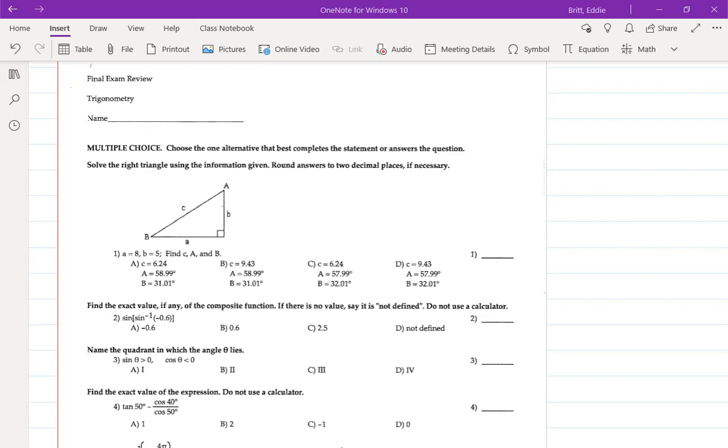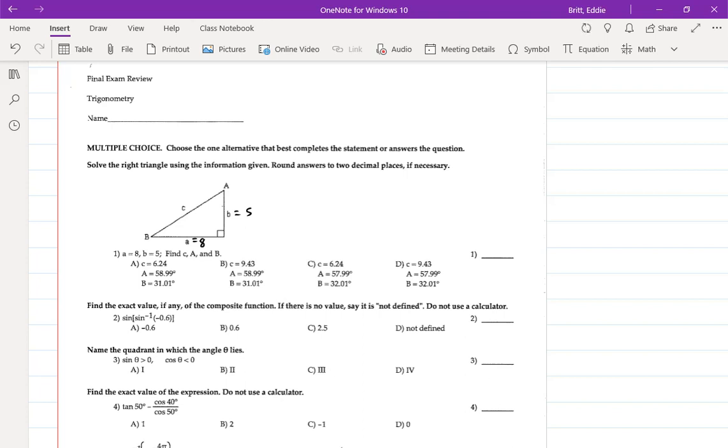Alright, so this is your final exam review. We're going to start with problem number 1. And it is a right triangle trig problem. So we're given that side A equals 8, side B equals 5. We want to find side C, angle A, and angle B.